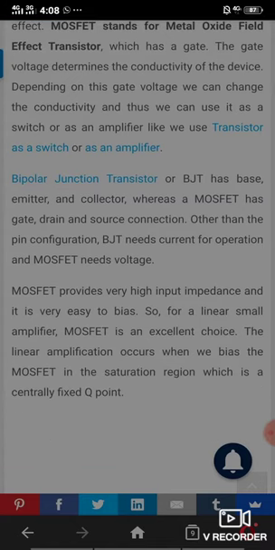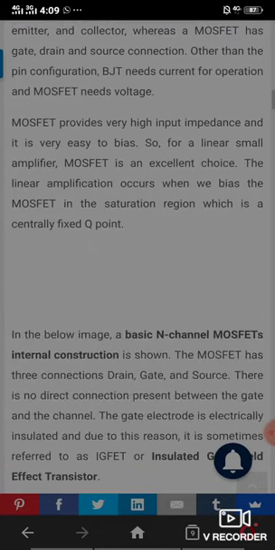The linear amplification occurs when we bias the MOSFET in the saturation region, which is a centrally fixed Q point.